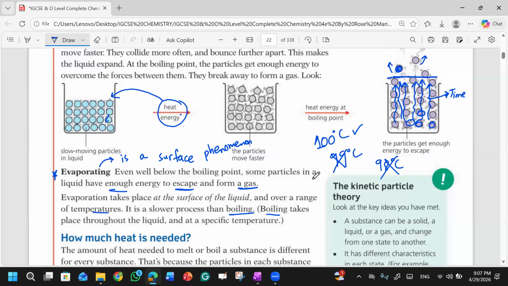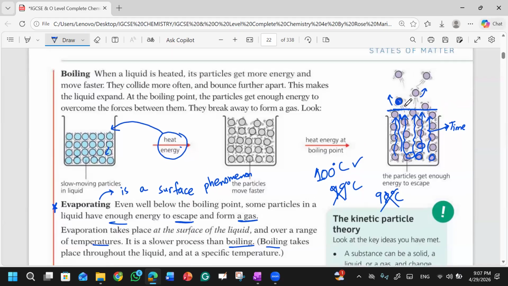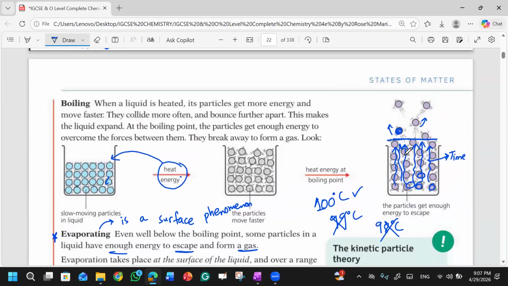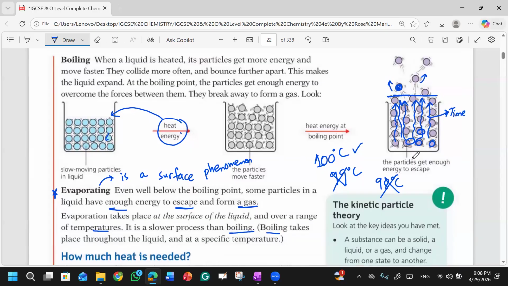And evaporation is what? It is a surface phenomenon. What is meant by evaporation being a surface phenomenon? It happens on the surface, above the liquid surface. But boiling is continuous. It is continuously happening inside the liquid. So these are some of the differences. And one more thing: why do we say evaporation is a slow process?